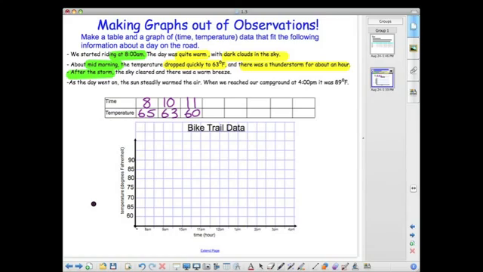So after the storm, the sky cleared and there was a warm breeze. After the storm, I would say an hour after the storm, around noon, the sky cleared and there was a warm breeze. Now, midday, around noon, when the sky is clear, it can usually heat up pretty quickly. So I'm going to say the temperature has jumped to about 70 degrees.